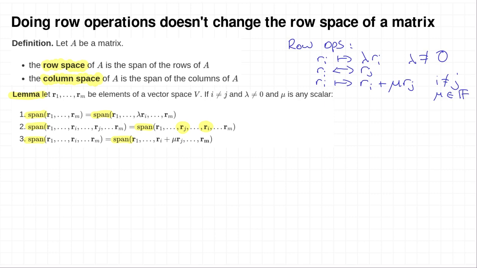So all in all, the lemma would tell you that if you do any type of row operation to a matrix A, then the row space of A is the same as the row space of the matrix that you get by doing a row operation to A. So doing any sequence of row ops will not change the row space.